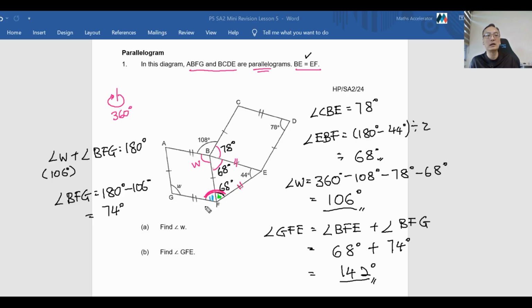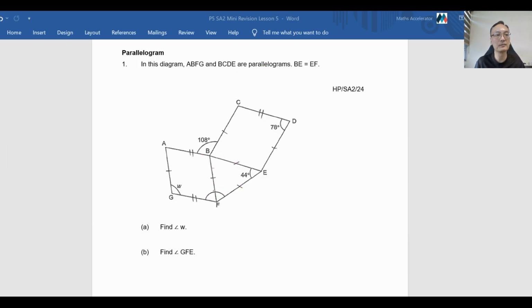we also understand that it is a combination of two angles. So we stated these two angles. The first angle is 68 and the second angle is 74. So we add them together, we get 142. Let's move on to the next question.